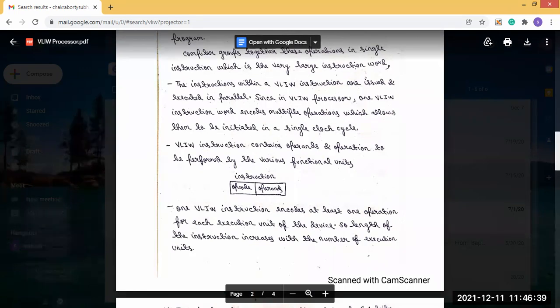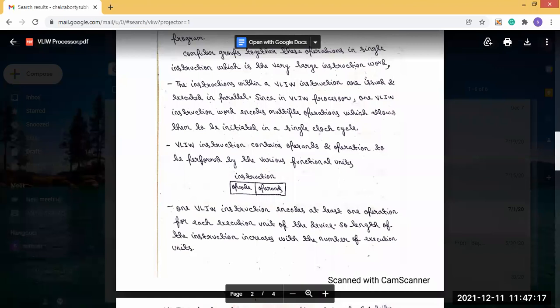In add R4, R5, which we have seen here, R4 and R5 are the operands, and the opcode is the add that is mentioned. The opcode defines which operation should be performed over the operands. The operands are the variables over which the opcode performs the operation. That means the operation is performed over the operands.